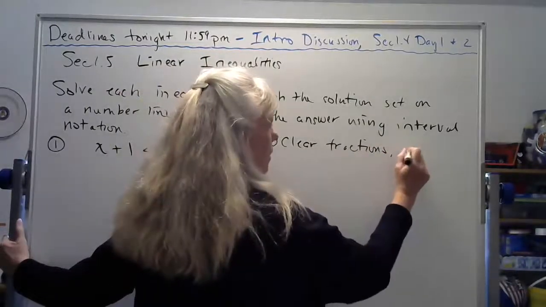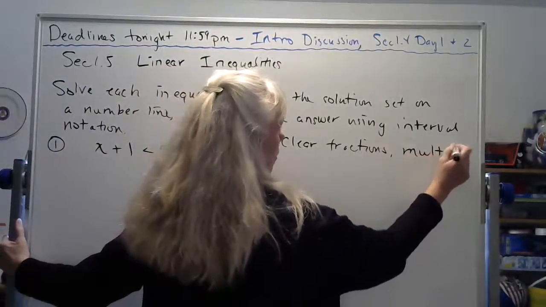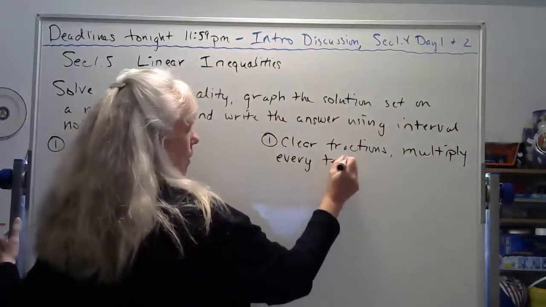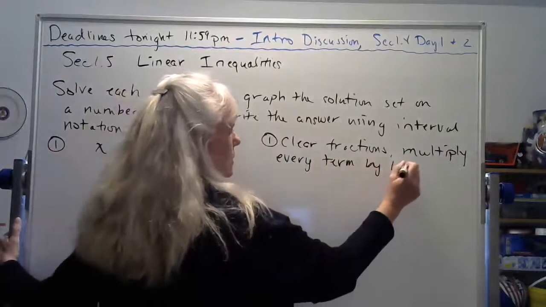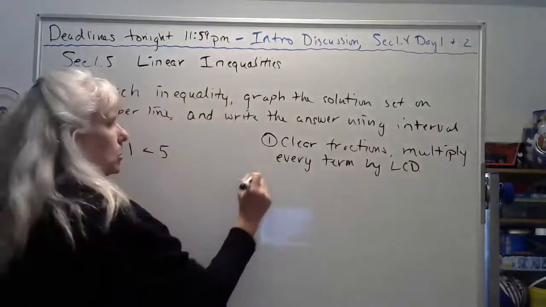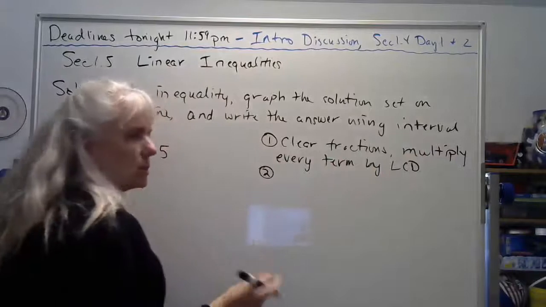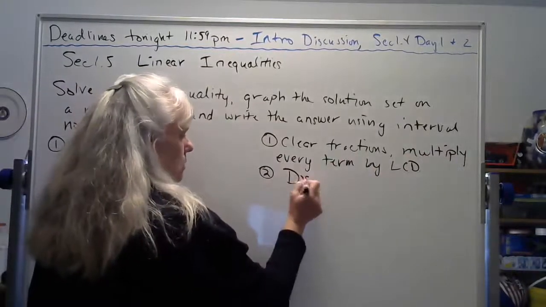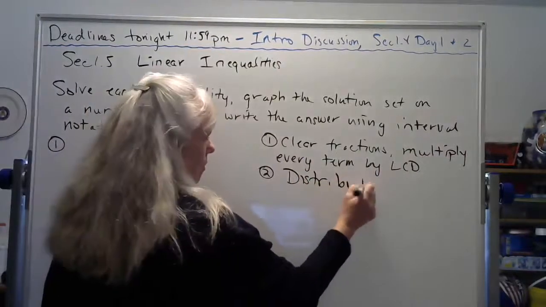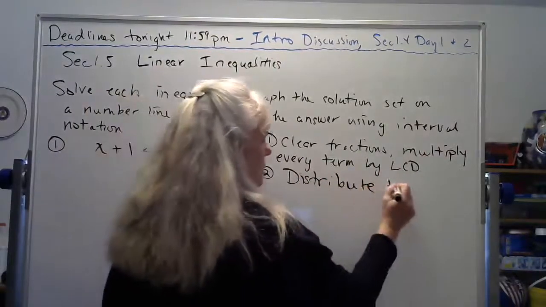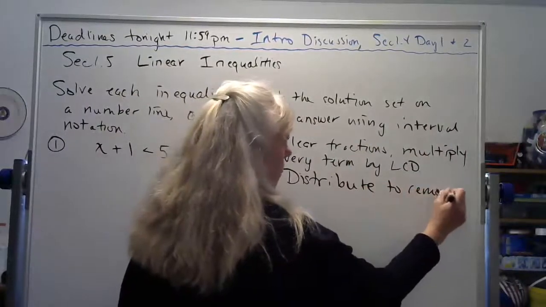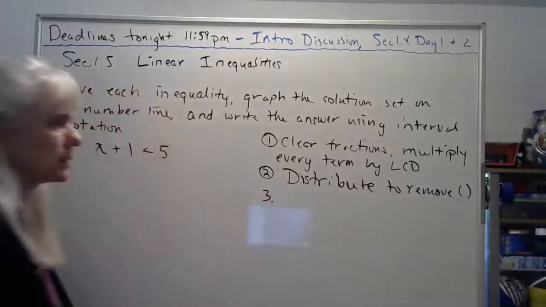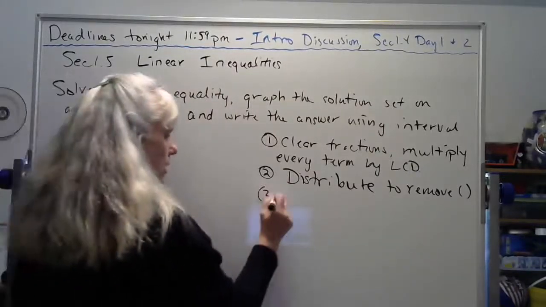You're going to multiply every term by the LCD, the lowest common denominator. I don't have that problem here. The next thing to do would be to get rid of any parentheses. So distribute to remove parentheses. The next step would be to collect the like terms on each side.